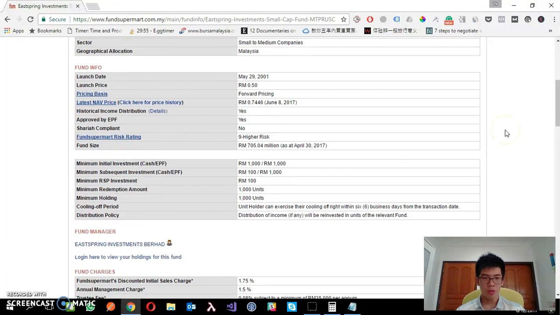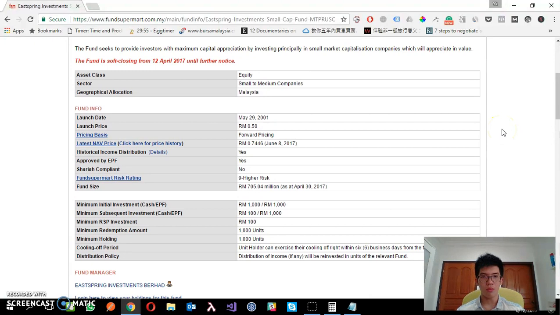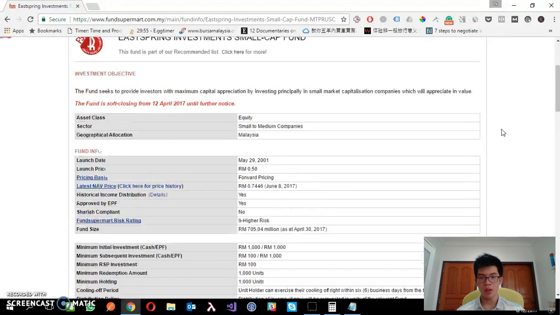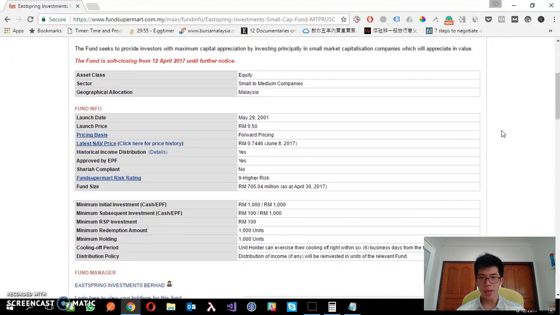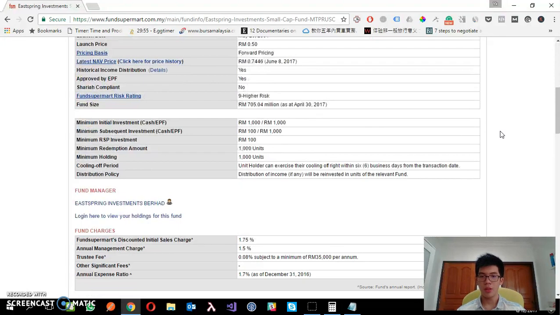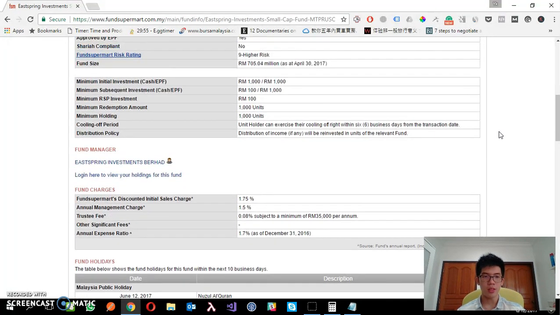And this is my investment strategy. Normally, when I invest in mutual funds, I will just look at high risk funds, and I invest over a longer period. What do I mean? Over a longer period, I invest instead of in a lump sum, for example, 10,000 ringgit at once into one fund at one time.